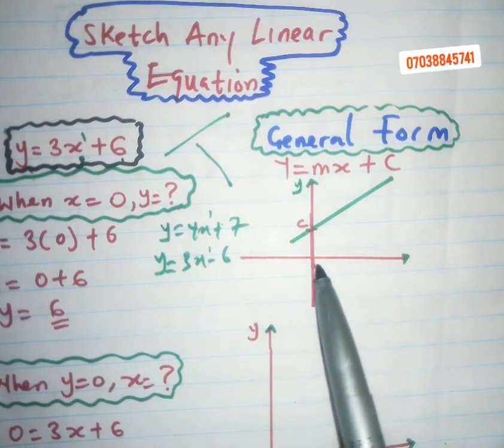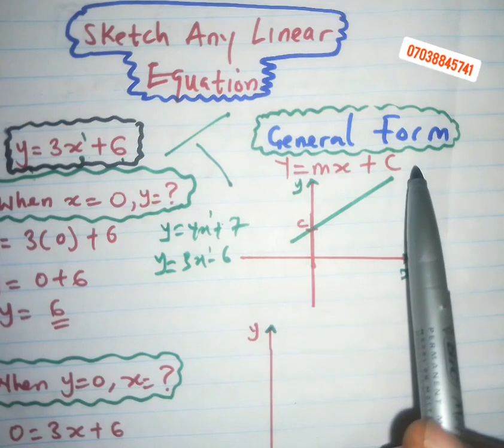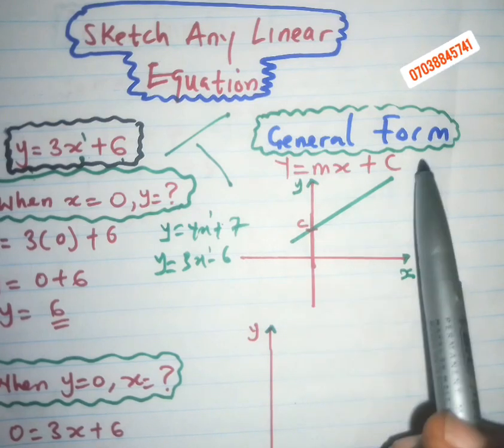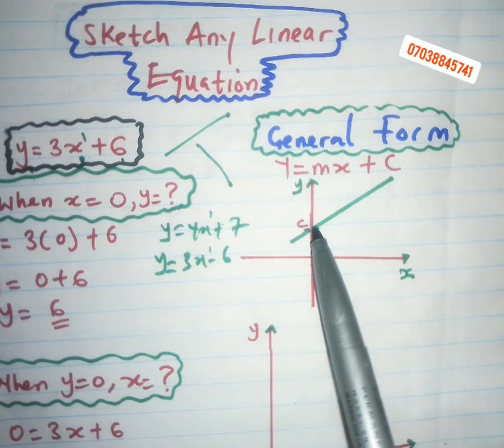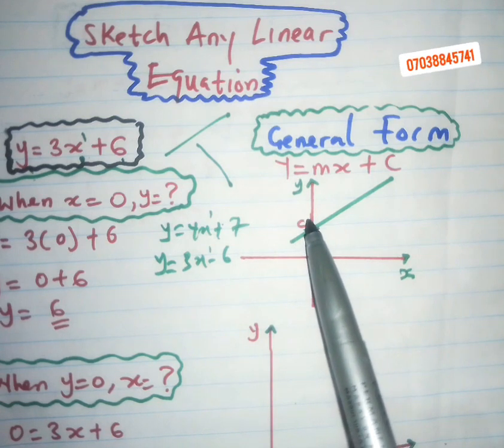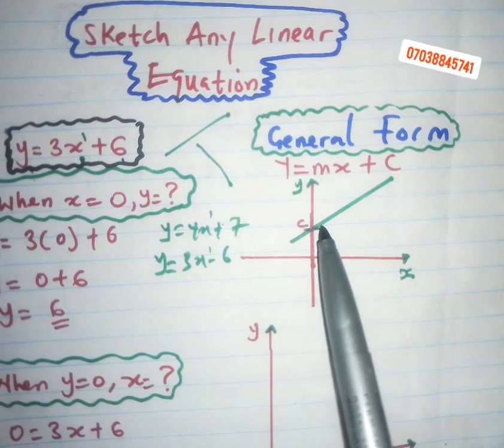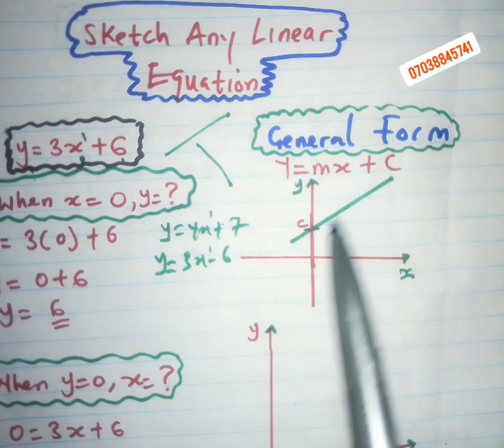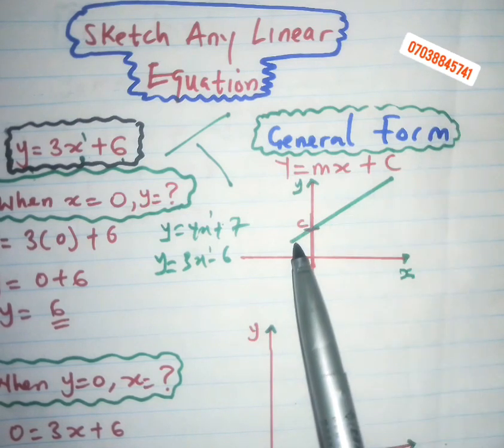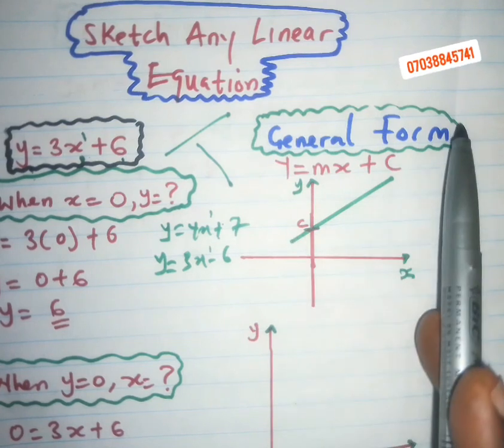C here will be the number on the y-axis. This is the y-axis here, and this is the x-axis. The number on the y-axis where this graph cuts through is called the intercept, and it can be positive or it can be negative. So this is a rising graph. You can see that it's rising towards the right hand side, from the left to the right. This is an increasing graph.